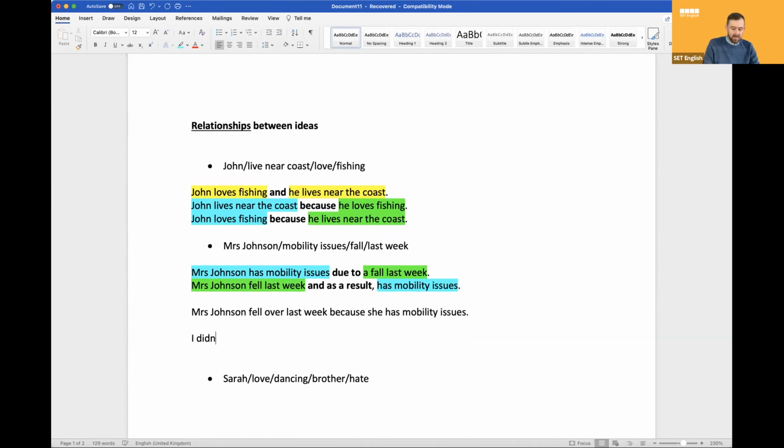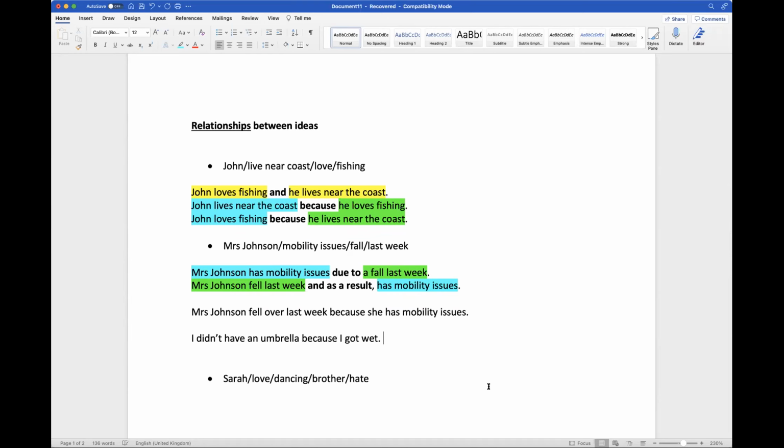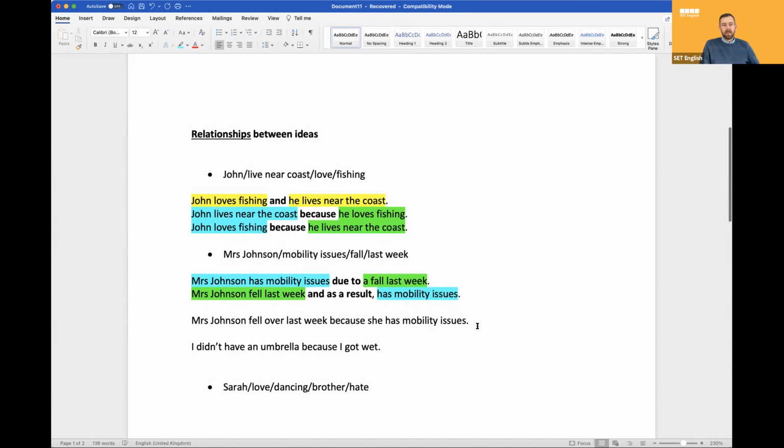But what about this one? I didn't have an umbrella because I got wet. What do you think about that one? No. Doesn't feel right at all, does it? I got wet because I didn't have an umbrella. Exactly. Everyone knows that makes sense. Of course, this is a stupid sentence. Everyone knows that because you always put the result first and the cause second with because. If you say it the other way round, it doesn't make any sense at all. It's not logical in your brain.